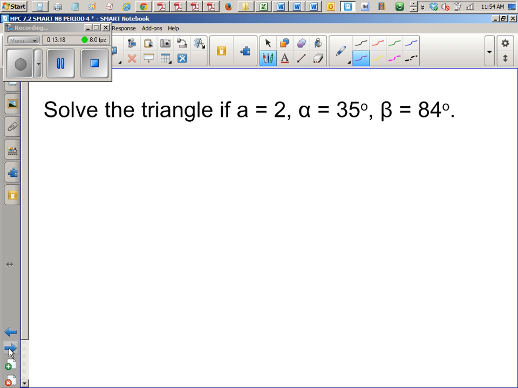two angles. Like in this problem here, it says solve the triangle if a equals 2, alpha and beta are 35 degrees and 84 degrees. See how they're giving us two angles? Law of sines is the way to go. If you sketch it out, you'll see it looks like this. Here's alpha, here's beta, here's gamma, here's A, here's B, here's C. They're telling us that A is 2, alpha is 35 degrees, and beta is 84 degrees.